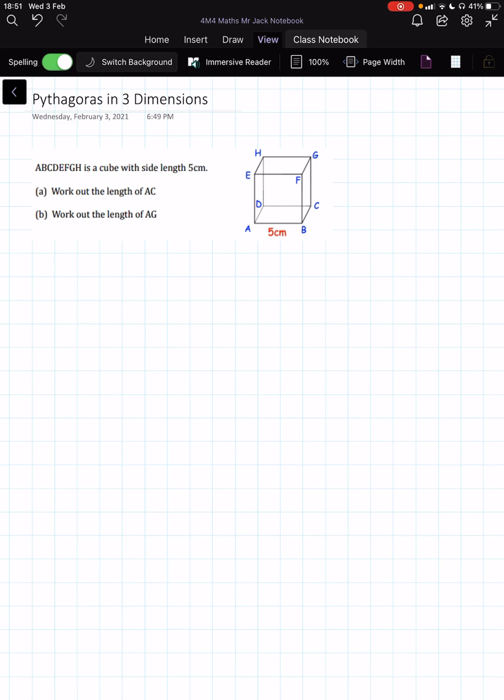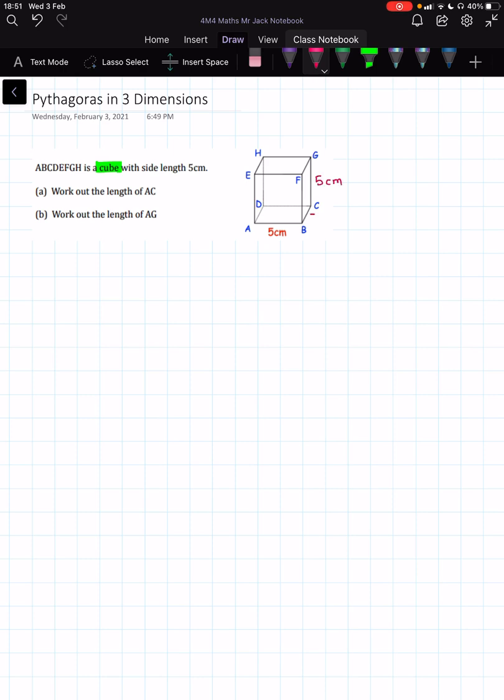So we're going to start with this example here. It's a cube, and you should be seeing that information there. It tells you quite clearly it's a cube. When you see the word cube, I sincerely hope that all of you start thinking, oh well, then every side must be 5 centimeters. So that's 5 centimeters there, and that's 5 centimeters there. So all of the sides are going to be 5 centimeters long, which is great.